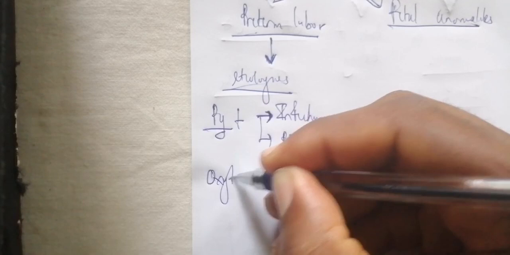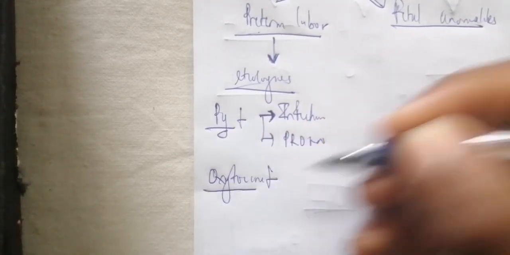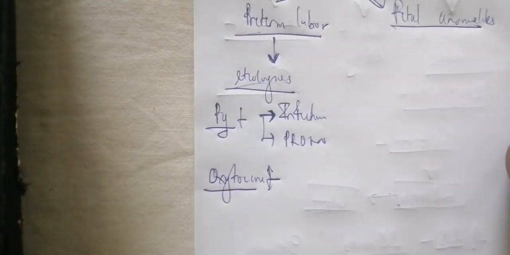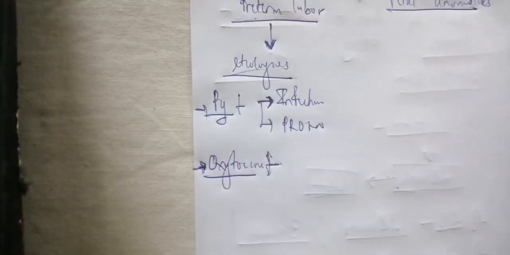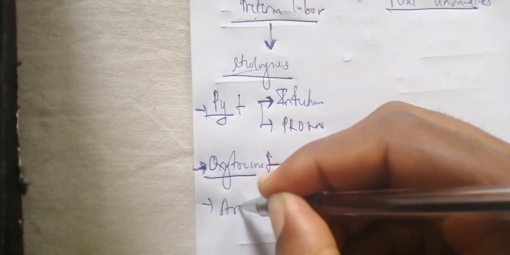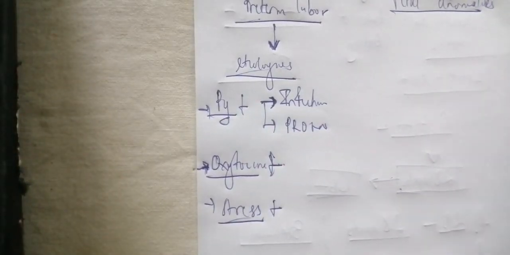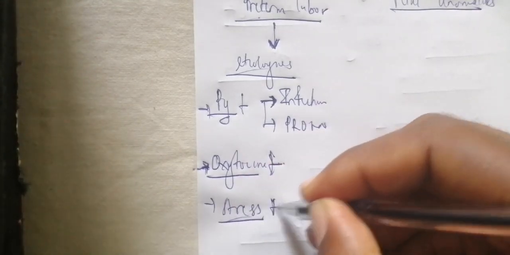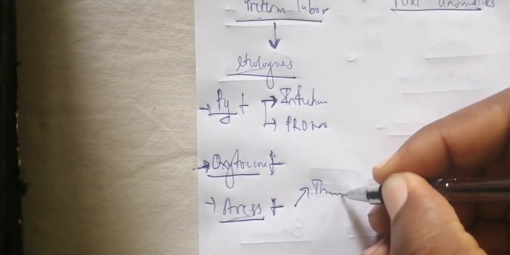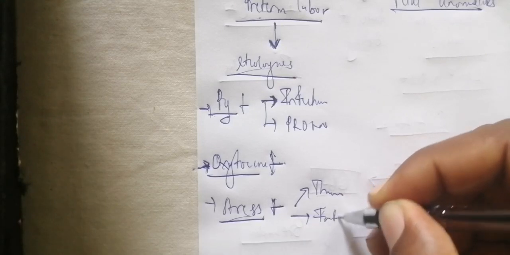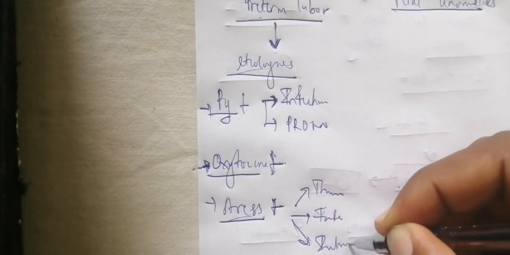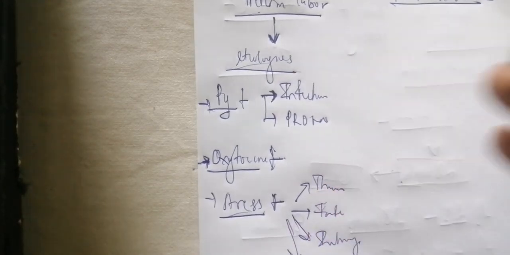Now, oxytocin. Another cause of preterm labor may be sexual intercourse near the term period, where oxytocin may be released. Those are some elements which are associated. We also have stress, which can be associated with preterm labor. Stress can be a result of trauma, of infection, of iatrogenic medications, and of all these elements.